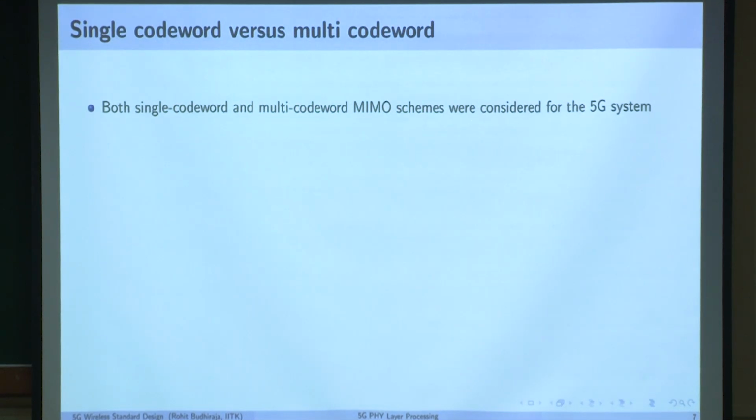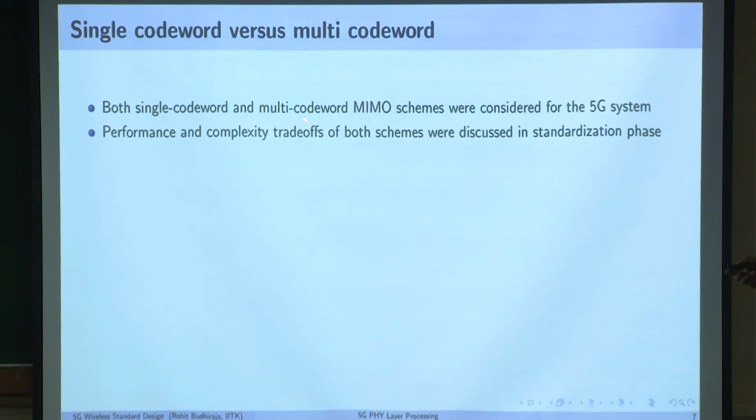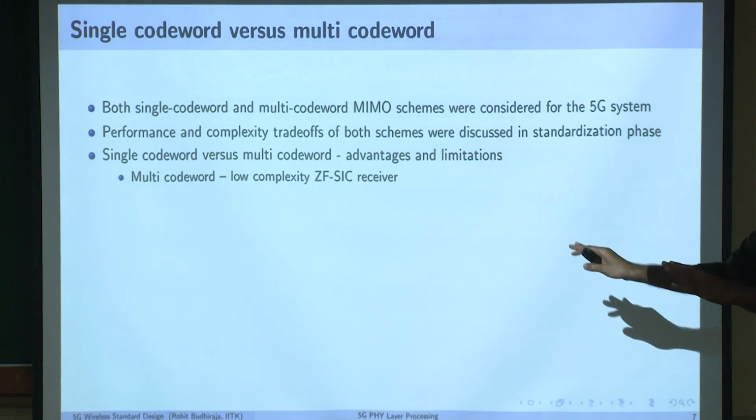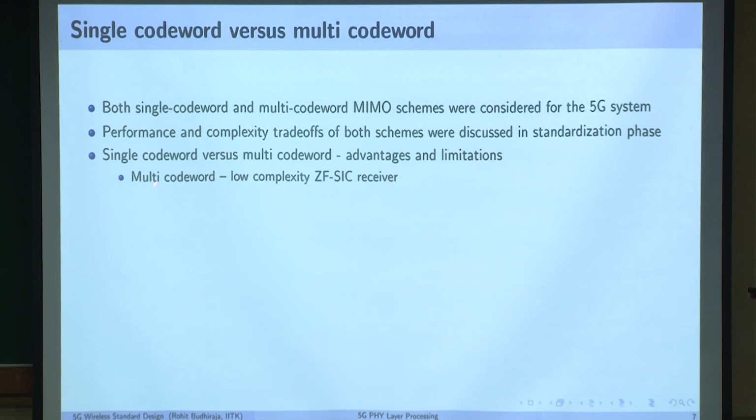And then what happens? The performance and complexity trade-off of both these architectures were considered. What is the advantage of one architecture over the other? So single code word versus multi code word, what are the advantages and limitations? That's how we understand a few things. What happens in multi code word transmission? You can implement the zero forcing SIC receiver, which I am claiming has a much lower complexity than the maximum likelihood receiver. I have not taught you, but if you are interested, you can check that.